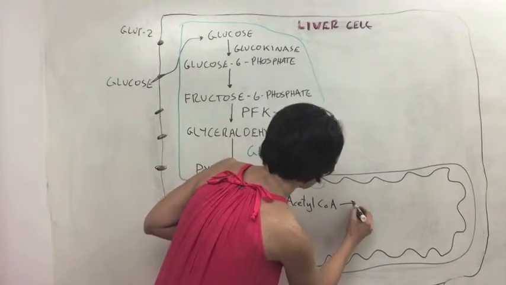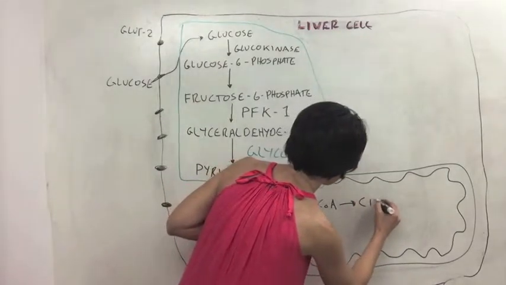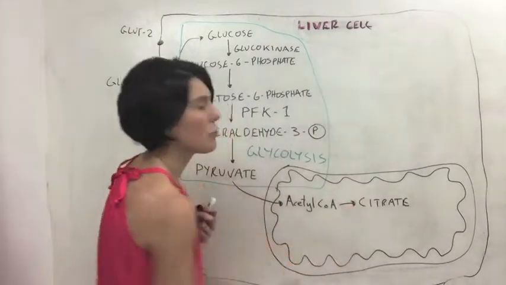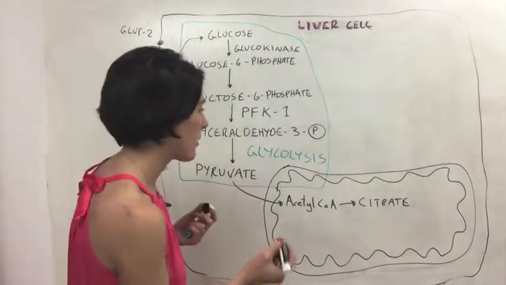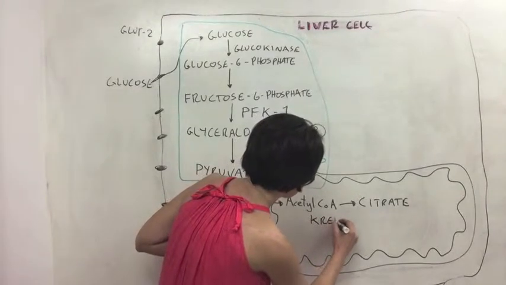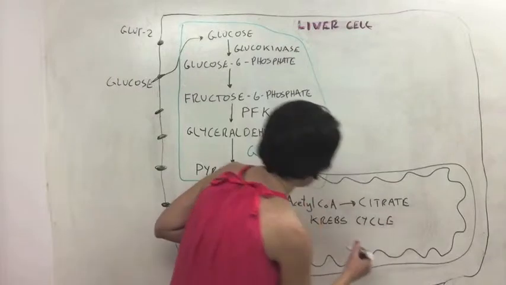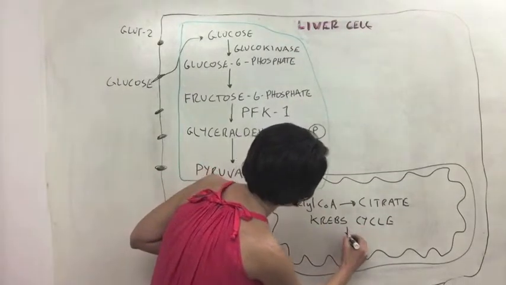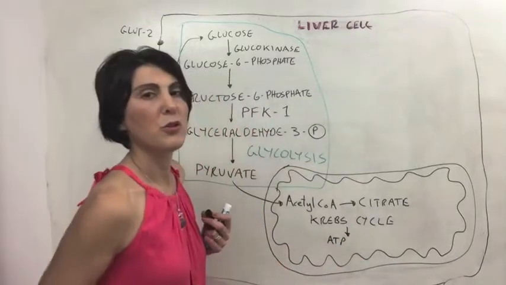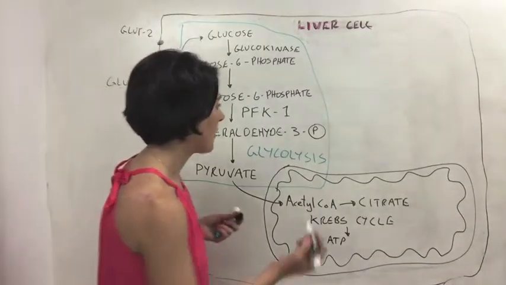Acetyl-CoA can then be converted eventually to citrate. Now these are just two of the molecules involved in the Krebs cycle. So let's write that down. So Krebs cycle. And as I mentioned before, this is to generate ATP. So we can do lots of reactions and processes, contract muscle and so on.